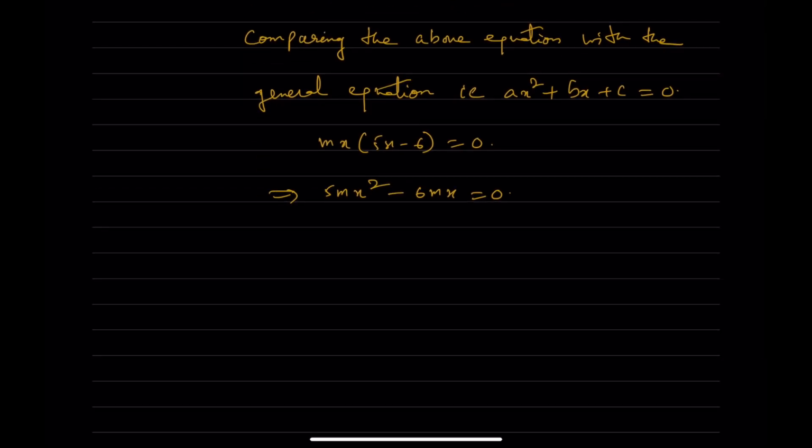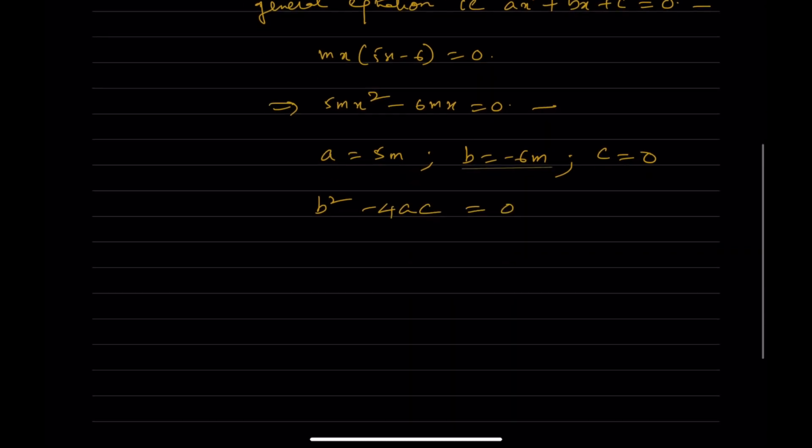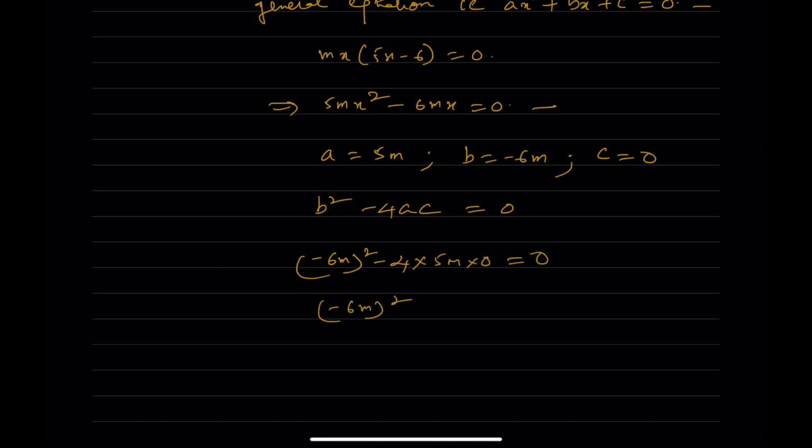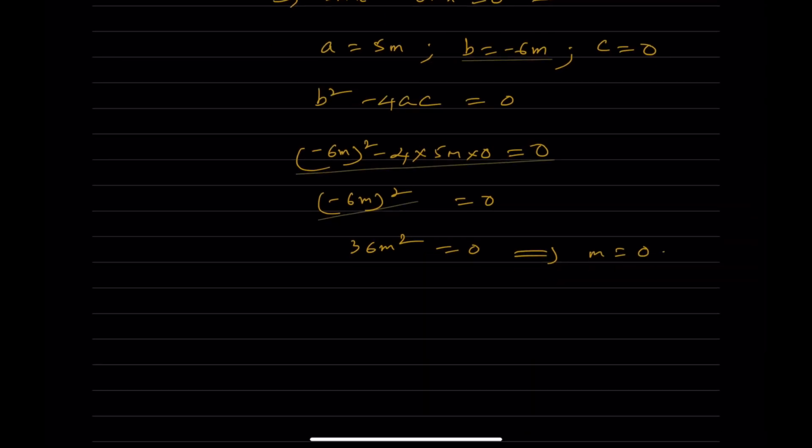So now comparing this equation with the general equation, we have a is equal to 5m, b is equal to minus 6m, and c is equal to 0. So now substituting in b square minus 4ac, what do we get here? b square is nothing but (minus 6m) whole square minus 4 into a is 5m into c means 0 is equal to 0. So (minus 6m) whole square is equal to 0, or 36m square is equal to 0, which implies that m is equal to 0. So m is equal to 0 is not possible.